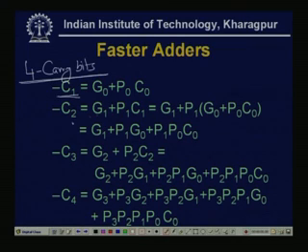Similarly, C2 is G1 plus P1 C1. So, this is nothing but G1 plus P1, and C1 I can replace by G0 plus P0 C0. So, this is G1 plus P1 G0 plus P1 P0 C0. Similarly, when I am computing C3, I know it is G2 plus P2 C2. Again, C2 is replaced by its expression G1 plus P1 G0 plus P1 P0 C0, and I am getting G2 plus P2 G1, P2 P1 G0, P2 P1 P0 C0, similarly C4.